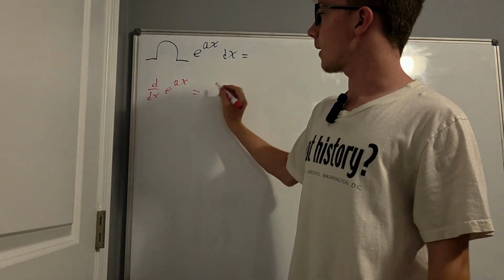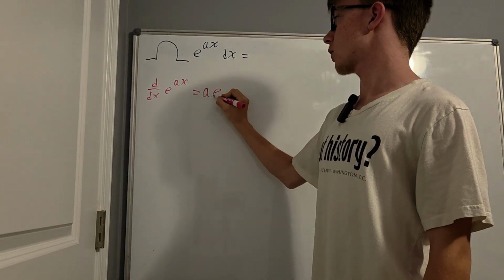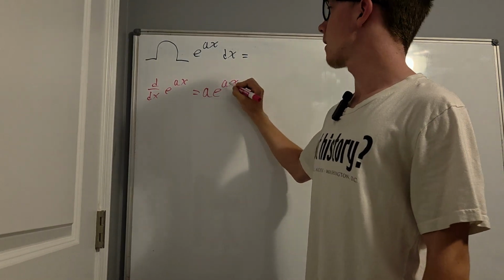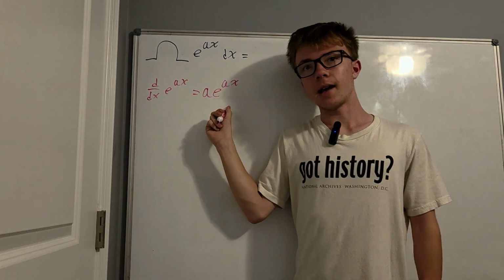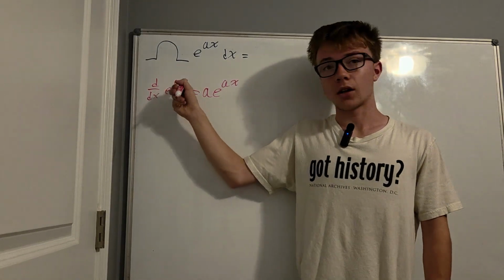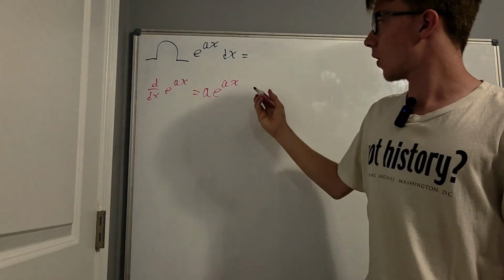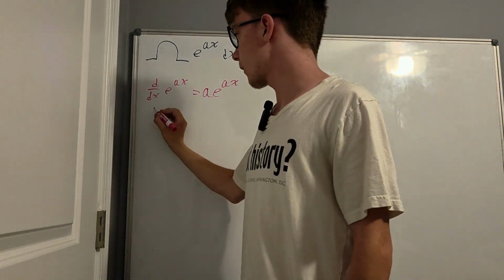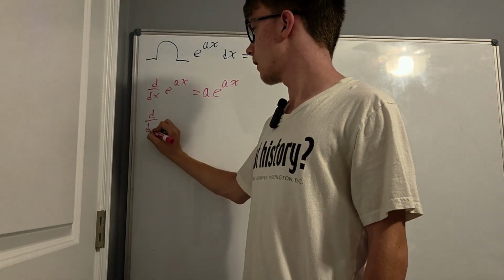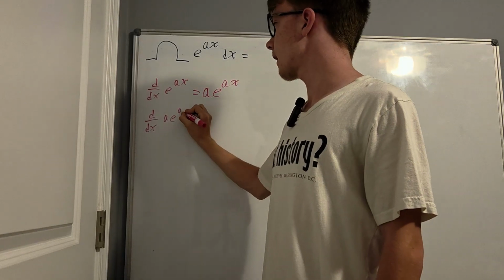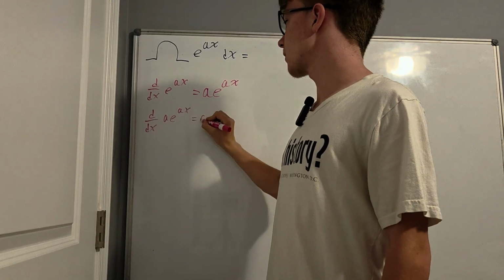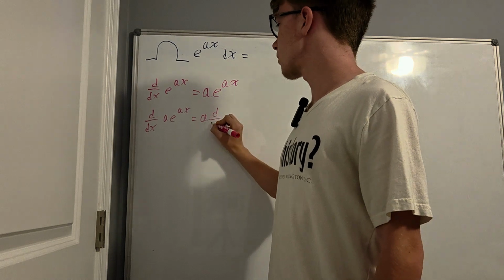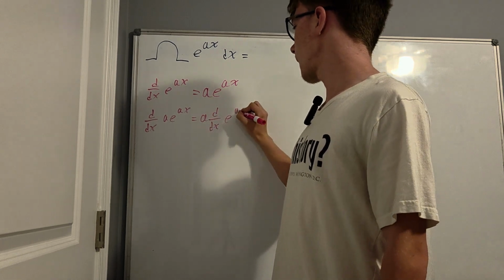What that's going to look like is, this one's pretty self-explanatory, so I'm not going to work out the whole thing, but it's a e to the ax. Now, a is a constant, so we can take it out. So if I were to take the derivative of a e to the ax, it's actually equal to a times the derivative of e to the ax.